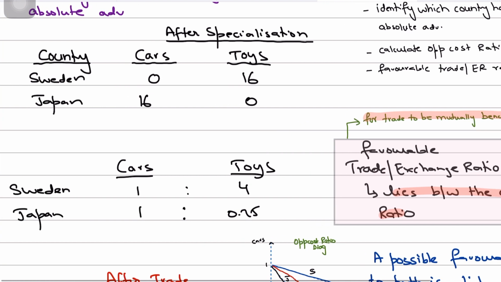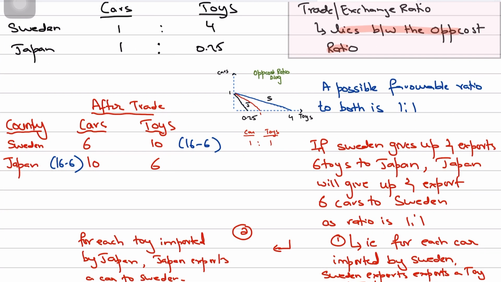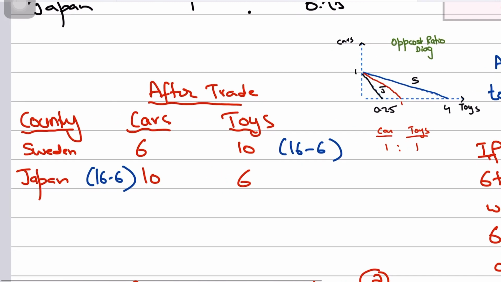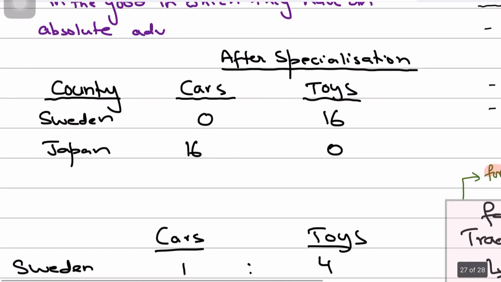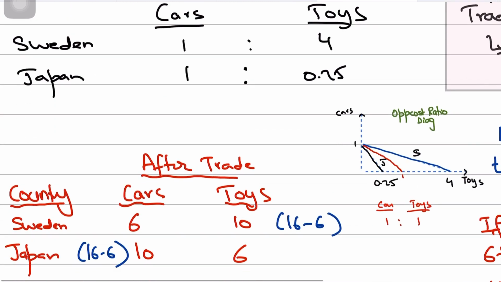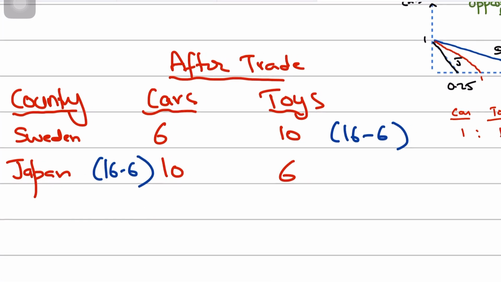So now let's see how trade would be beneficial, as in, after trade, what's going to happen. I've put down the values after trade. Since the exchange ratio was 1:1, and we know that Sweden had an absolute advantage in toys, it was making 16 toys while Japan was making 16 cars. So, for an exchange ratio of 1:1, let's say Sweden exports, listen to this very carefully, 6 toys to Japan. So we have 6 toys for Japan now, right?